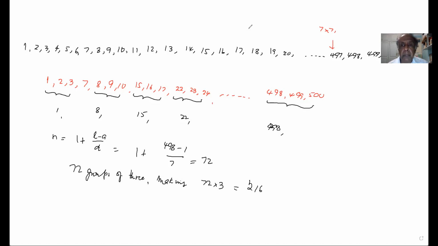But observe that there was one which was not in that group, and there are 7. So we have to add that as well. So the answer is actually 216 plus that 1, taking care of the 7, which is 217. So that is the answer to that question.